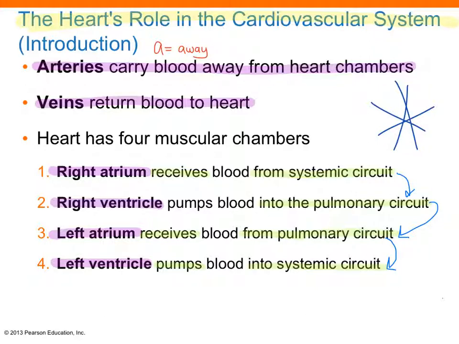Arteries carry blood away from the heart chambers. Veins return blood to the heart. The heart has four muscular chambers. The right atrium receives blood from the systemic circuit. The right ventricle pumps blood into the pulmonary circuit. The left atrium receives blood from the pulmonary circuit, and the left ventricle pumps blood into the systemic circuit.